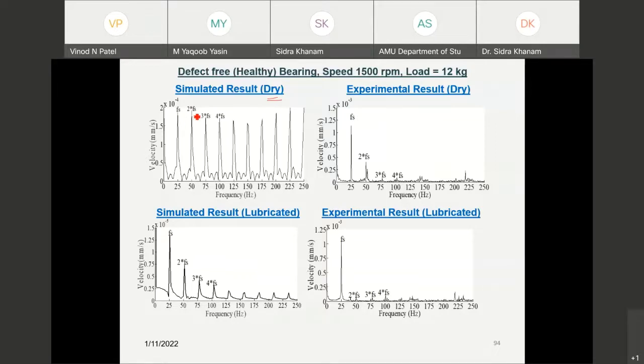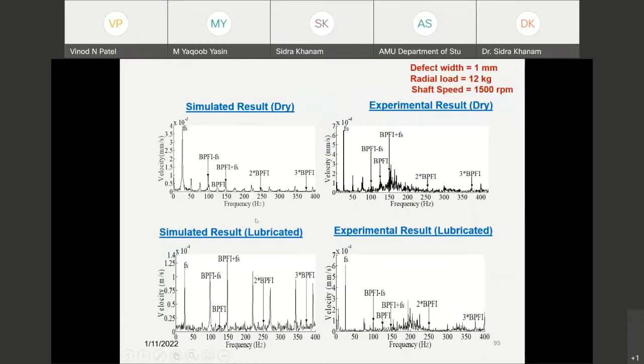are available for a healthy bearing only at Fs, 2 Fs, 3 Fs, that is the shaft rotational frequency. While for simulated lubricated, in that case the value is decreasing, and that is proof that damping is available in the system. Same way here we can find out simulated data for defective races.